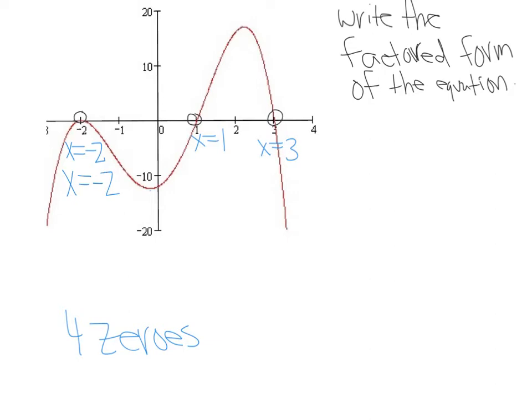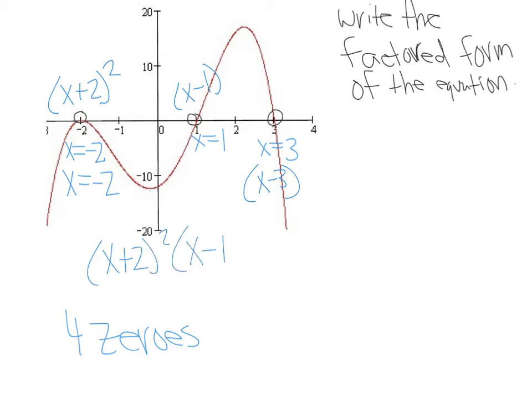Meaning that when I write my binomial, it's going to be x plus 2. We always do the opposite, right? This is a -2, meaning when I change this over and make it a binomial, it's going to be x plus 2, and it has a multiplicity of 2. For my second one, it's going to be x minus 1. And then finally for my third, x minus 3. So when I write this out, I'm going to have (x plus 2) squared, (x minus 1), (x minus 3). That is my function.